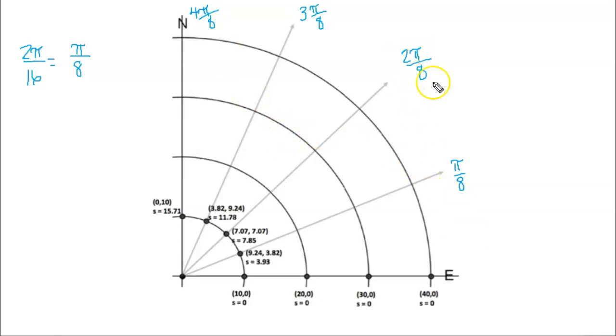And those do reduce. 2 pi over 8 is going to reduce to pi over 4. 3 pi over 8 does not reduce. And 4 pi over 8 is pi over 2. But we figured that out yesterday. When we were counting by our fractions yesterday, we also got that 90 degrees was pi over 2.